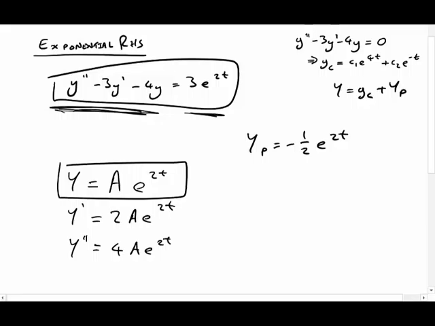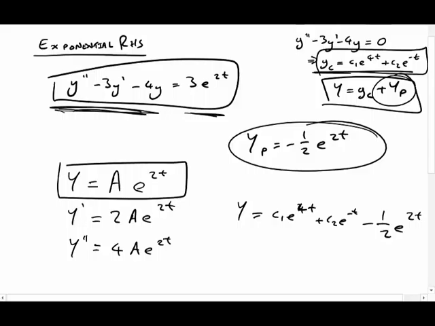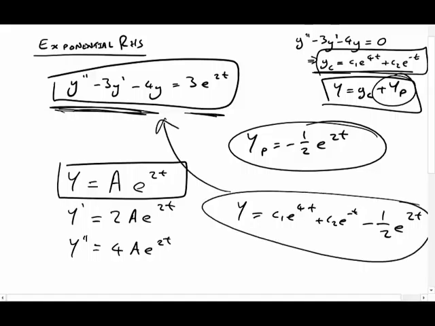So then what's our general solution? Well, a general solution to the non-homogeneous equation is going to be yc, which is c1 e to the 4t plus c2 e to the minus t. We found that earlier, it's just that thing there. Plus my particular solution, which I've just found, so plus minus a half e to the 2t, which becomes minus a half e to the 2t. And you can verify that if you plug this back into there, it will satisfy it for certain constants C1 and C2.